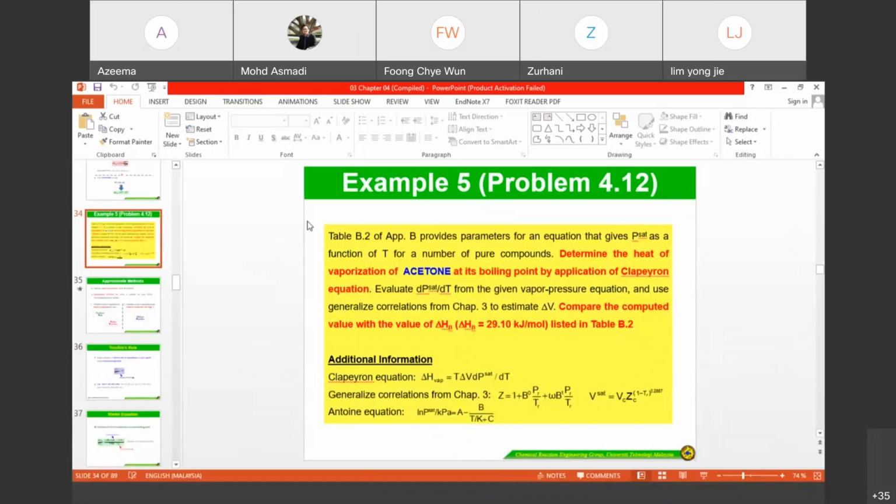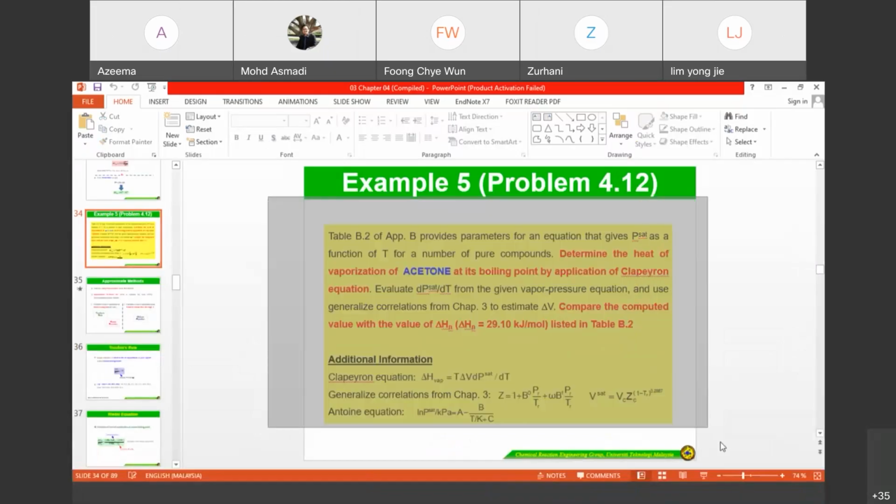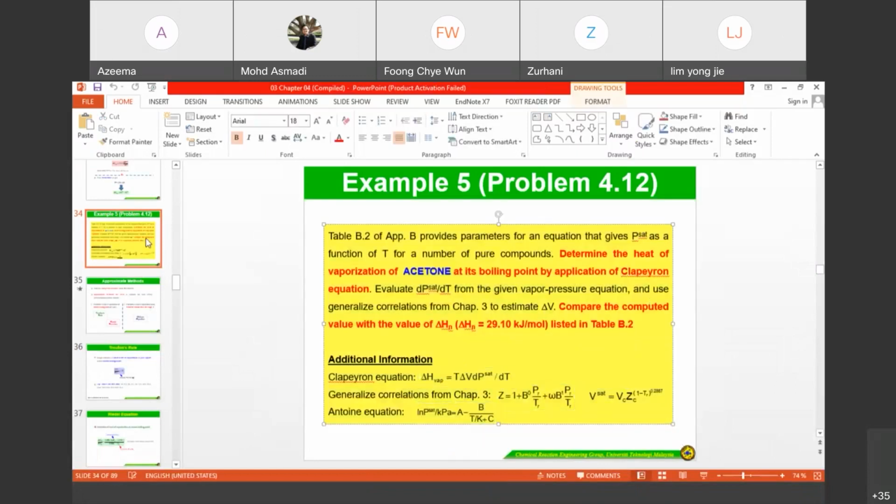Example 5. This one is from problem 4.2. Table B.2 in appendix B provides parameters for equations that give P saturated as a function of T. So I think you have to refer to appendix B, B2. So where's appendix B2?